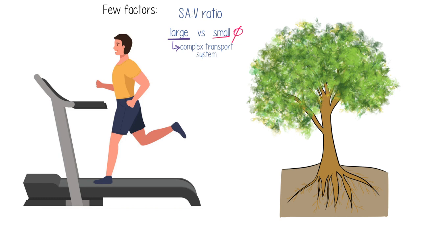Secondly, it's also important to see how physically active the organism is. Organisms that are not very physically active will not really need a very complex or a high intensity kind of a transport mechanism, whereas organisms that are more physically active will end up requiring a more complex transport system, which might include a pump, for example, in the form of a heart.